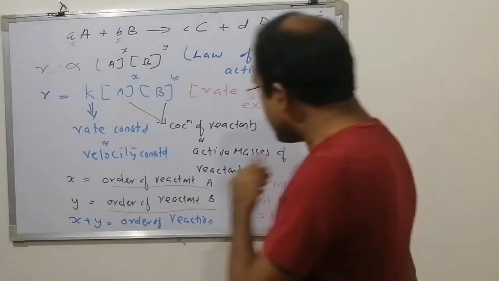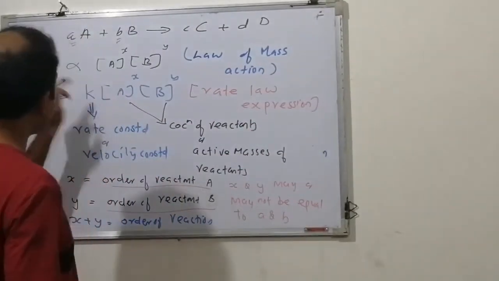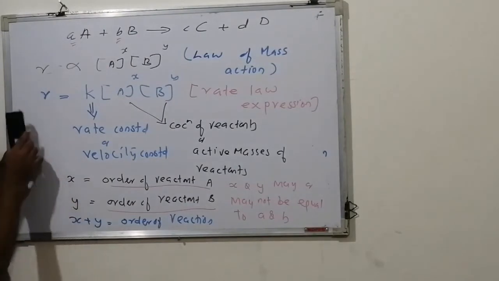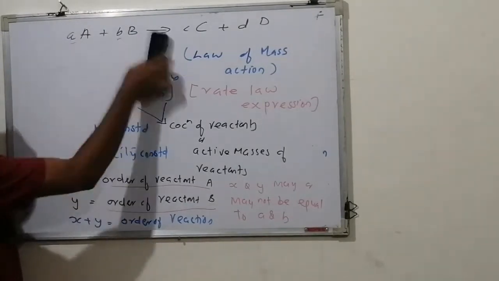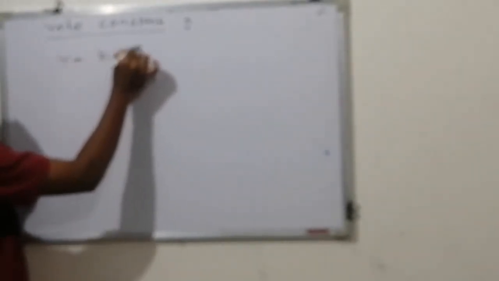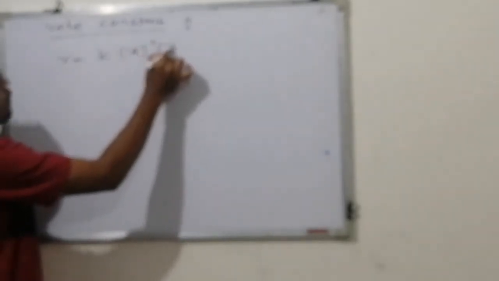Fine. This is the order, and what is K? K is called the rate constant. First we can explain what is rate constant. Consider a rate law expression: R is equal to K into A raised to x, B raised to y.